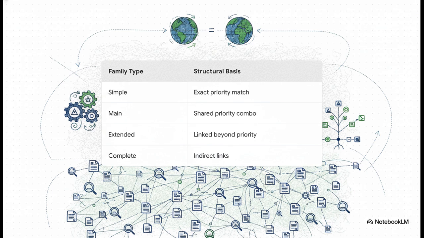The simple family is for exact priority matches across borders. The main family is for shared priority combinations. The extended family is for tracking divisionals and continuations. And lastly, the complete family gives sweeping views of broad technology platforms. Understanding which family definition you're using is vital. It drastically changes how you assess a competitor's portfolio size and their global freedom to operate footprint.